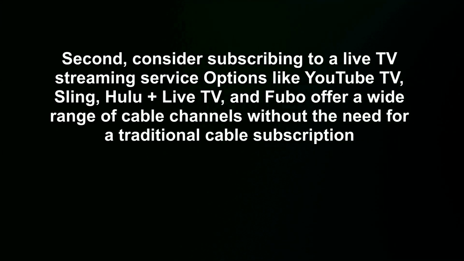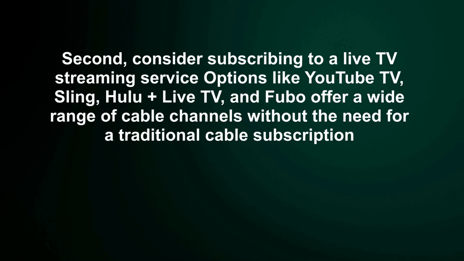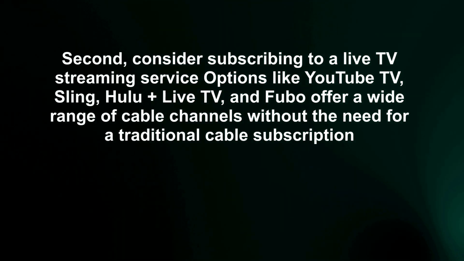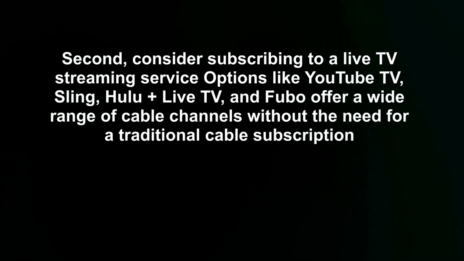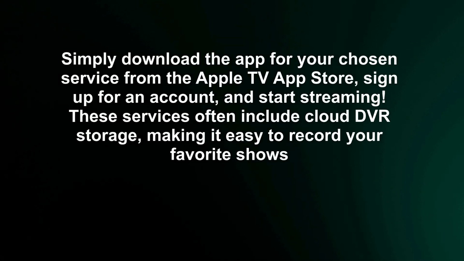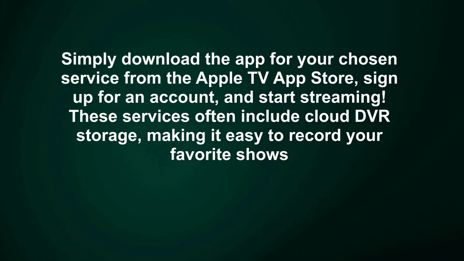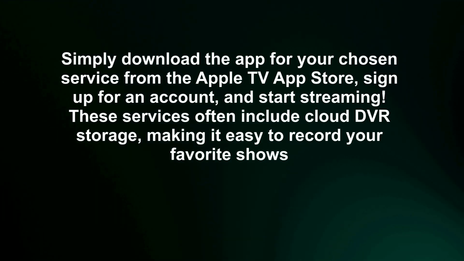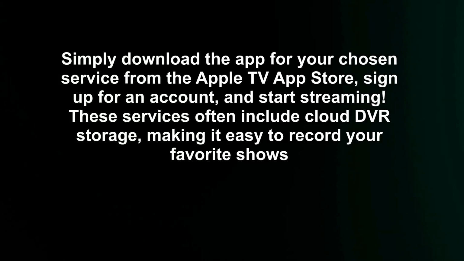Second, consider subscribing to a live TV streaming service. Options like YouTube TV, Sling, Hulu Plus Live TV, and Fubo offer a wide range of cable channels without the need for a traditional cable subscription. Simply download the app for your chosen service from the Apple TV App Store, sign up for an account, and start streaming. These services often include cloud DVR storage, making it easy to record your favorite shows.